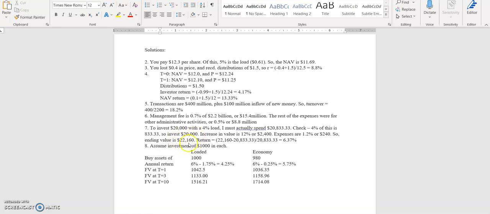So the investor is ending up with a value of 22,160, but they have actually invested 2,833.33. So the return is only 6.37%, even though the fund actually earned 12%. Why is that? The reason is you have to pay this big load. So that is reducing the amount of your actual investment.